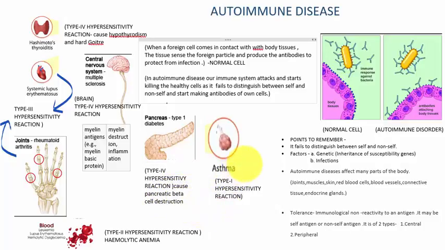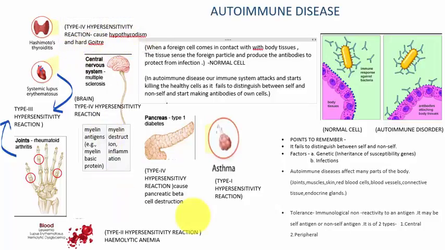And the next one is asthma. As we have already discussed in type 1 hypersensitivity reaction, some allergens or pollens cause the hypersensitivity reaction. And the next one is Hashimoto's thyroiditis. As the name itself indicates, it is a disease related to the thyroid gland. It is also an example of type 4 hypersensitivity reaction. It causes hypothyroidism and leads to hard goiter.